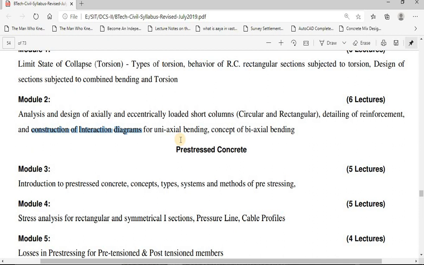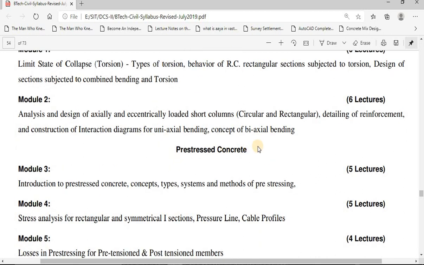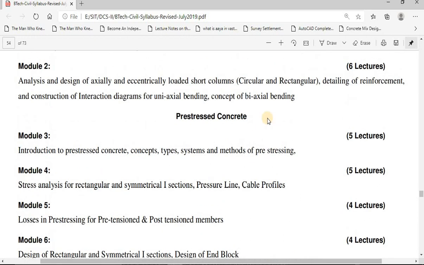So how to construct that interaction diagram we are going to study in this particular unit. Okay, so further, this particular subject contains two sections. First section contains two modules, that is about normal RC structures. Second section, that is pre-stressed concrete, which contains four modules: third, fourth, fifth and sixth. Pre-stressed concrete is an advanced trend in RC structure as compared to RC structure. Pre-stressed means inducing the stress before construction in a member. So that is called pre-stressing.